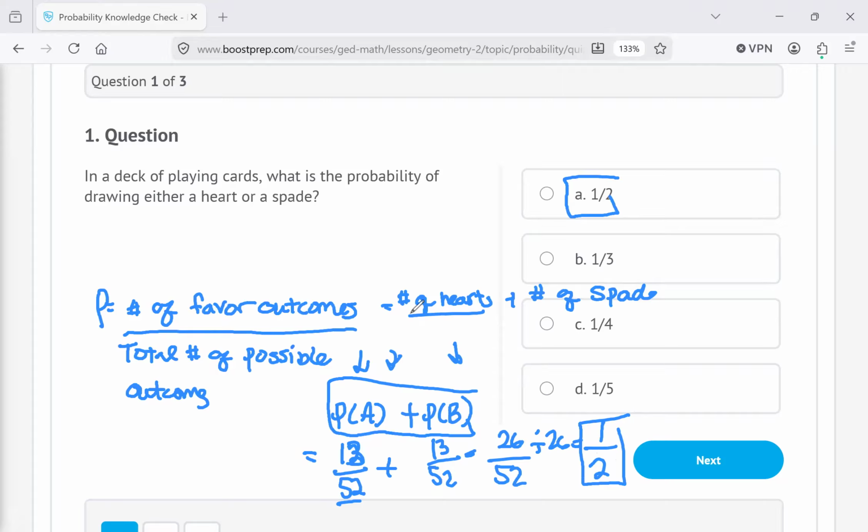So yeah, you could forget about this formula. When I hear the word "or," you're going to use this formula, P of A plus P of B. Okay, so go ahead and write that down while I do the next one. Okay, so the correct answer is 1/2.